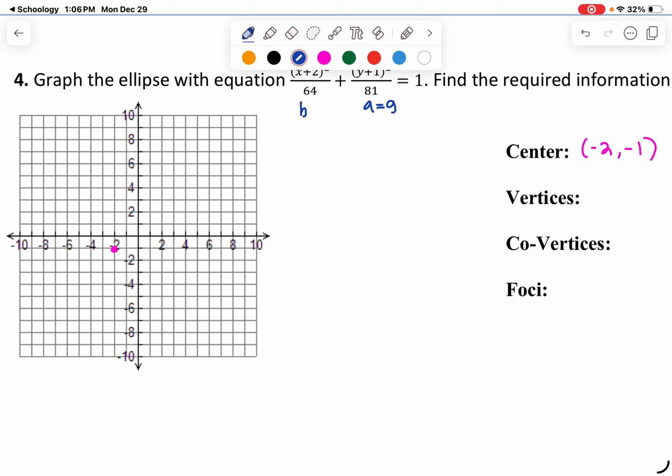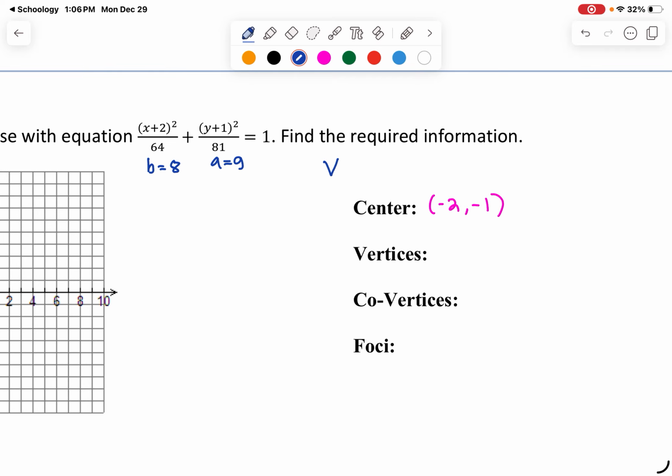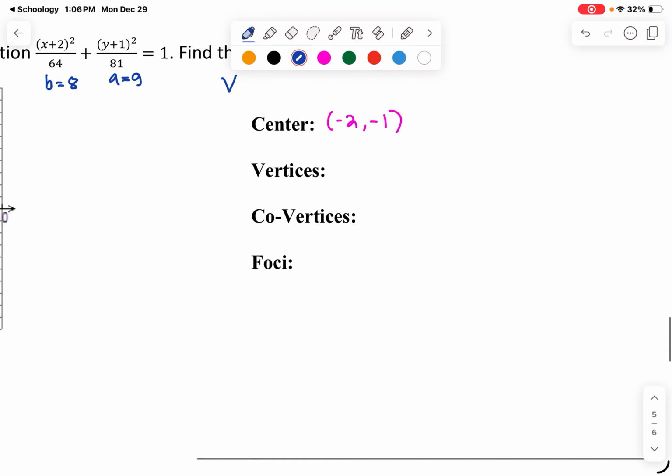B is 8. So since 9 and 8 are so close to each other, this is almost going to look like a circle. Because if it was 8 and 8, it'd be a circle. It wouldn't be an ellipse, right? So keep that in mind. Also, this is vertical. All right. A is 9. It's vertical. So I'm going up and down 9 units from this, or you can actually just count up 9, count 9 down, right? And graph your points. It's up to you, right?